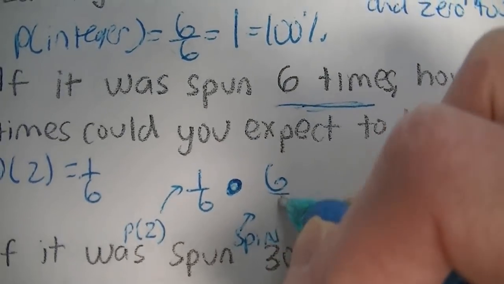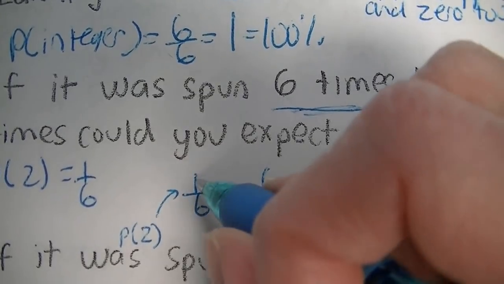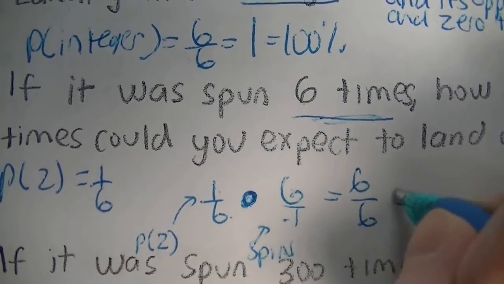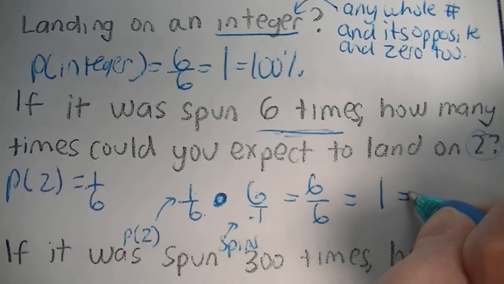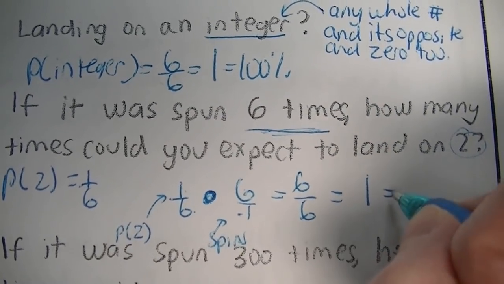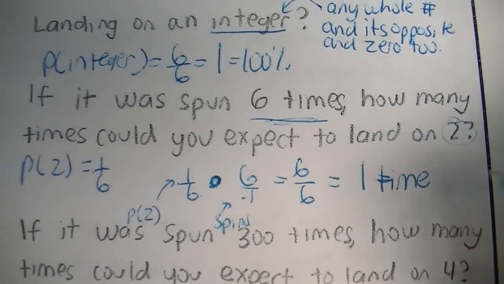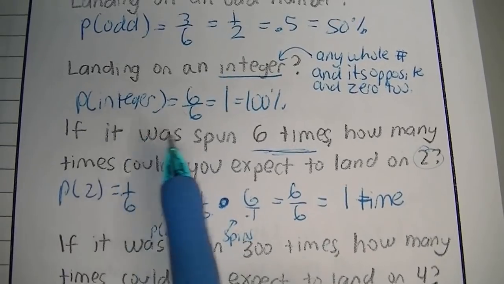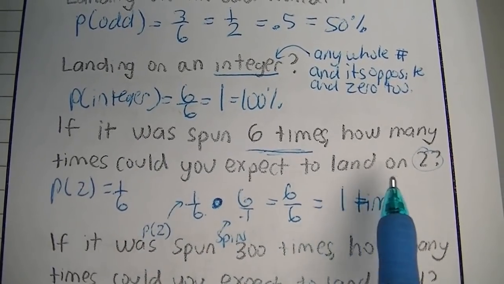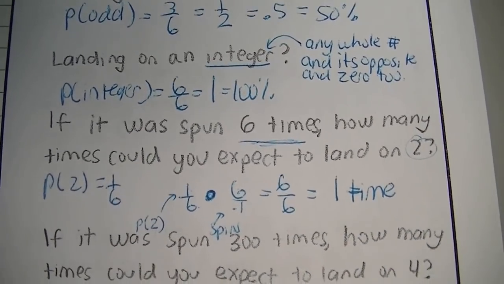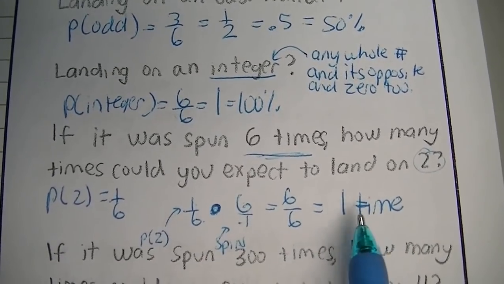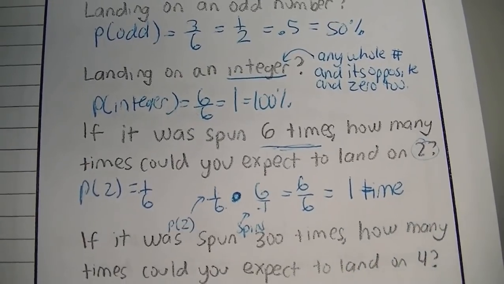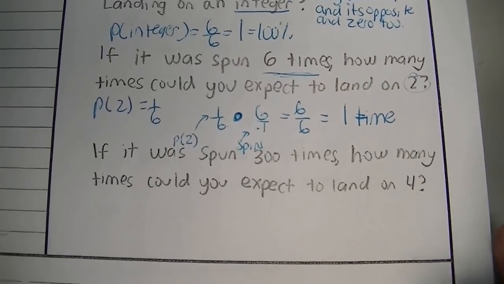And I'm going to make that a fraction just because then it's easier for me to multiply straight across. So 1 times 6 is 6. 6 times 1 is 6. Hey, 6 divided by 6 is 1, which gives me 1 time. Don't put 100%. You got to think of the context of the question. If it was spun 6 times, how many times could you expect to land on 2? 100%? That doesn't make any sense. How many times would you expect to land on 2? 1 time. Okay? So be very careful when you're reading so you don't mislabel something, okay?